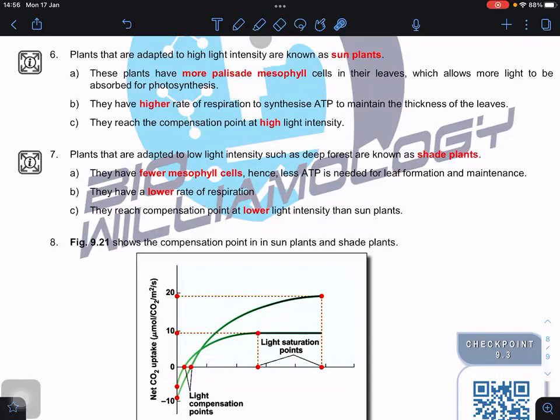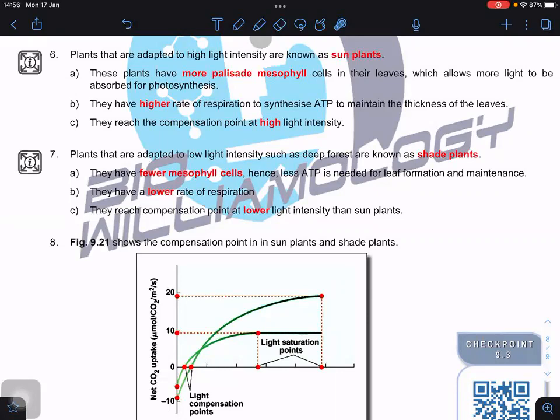Why? Because giving them so many mesophyll cells is also useless because of the limited light intensity. Are you clear? So it means that if they have a small number of mesophyll cells, they require less ATP for leaf formation and maintenance. So they have very low rates of respiration, which means that they can go for a lower compensation point.